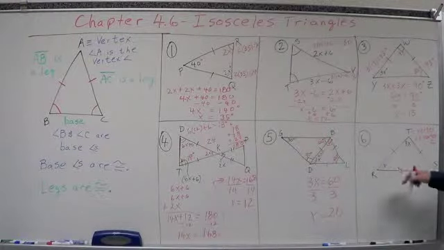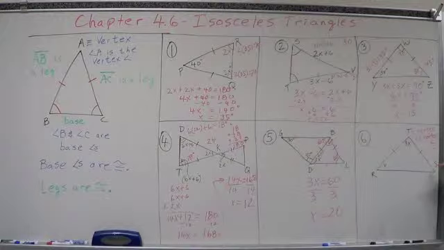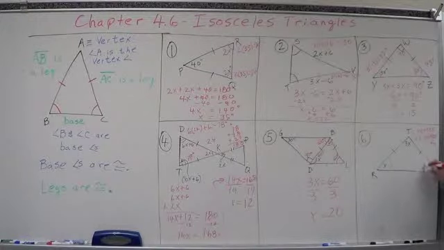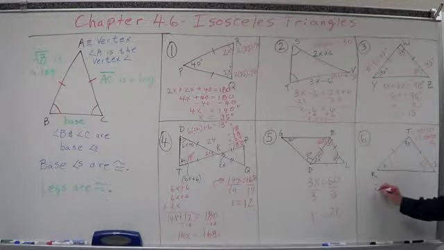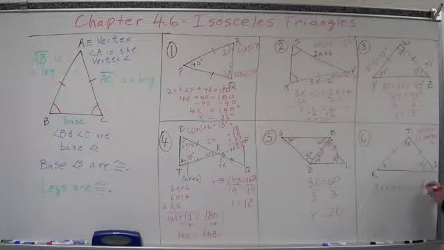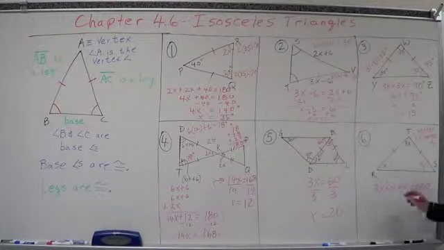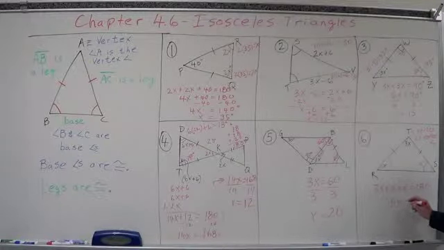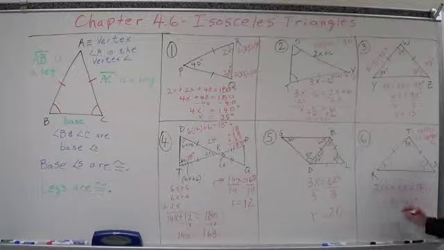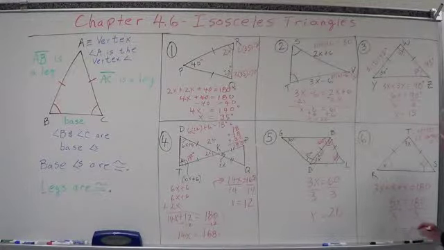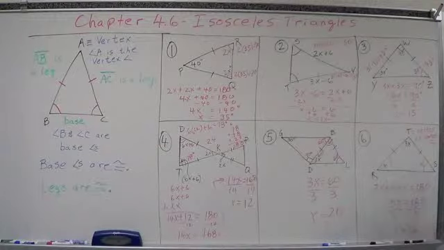Well, that means this is the base angle over here. Base angles are congruent because they're opposite congruent sides. So that means this has to be congruent to this one. So this is also x. So we've got 3x plus x plus x equals 180. So we end up with 5x equals 180. Let's divide by 5. X equals, I think that would be 16.